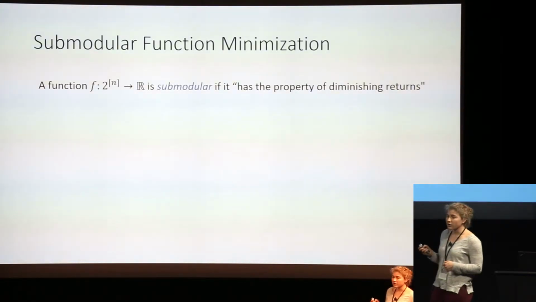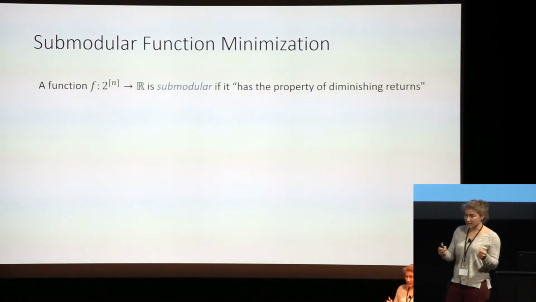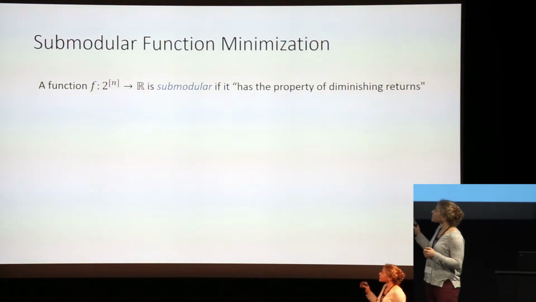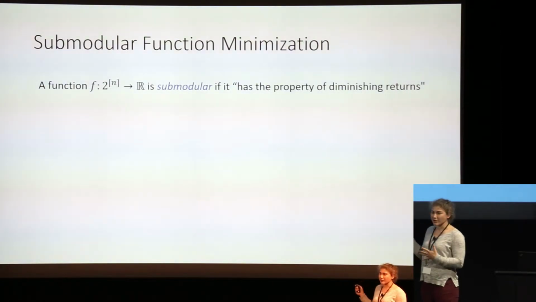So the motivation for this model is from submodular function minimization. So I have a set of n items, and I have a function that assigns values from the reals to every subset of these n items. And I don't want to get into it too much, but we say that such a function is submodular if it has this property of diminishing returns. So this is all I'm going to say about submodular functions, but I'm also going to say that they're really important, right?